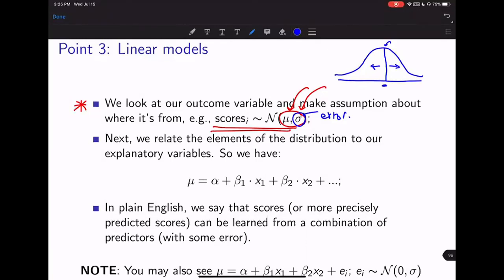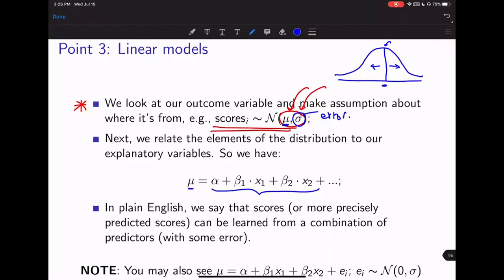But that's an aside. The main point here is we have an outcome. We make an assumption about how this outcome variable is distributed. Then, because we care about this thing, the center, the next part of any model is to relate this to a set of explanatory variables. If you have trouble understanding this, that's okay. It means you are putting effort into this.